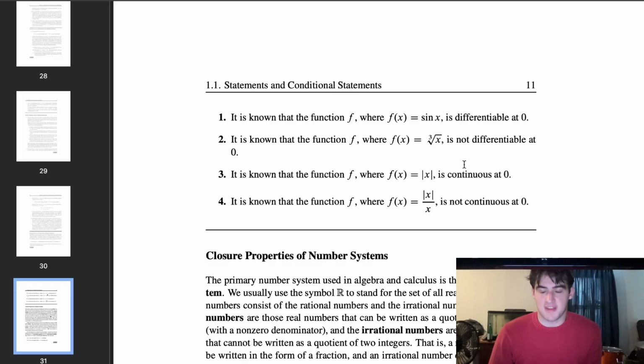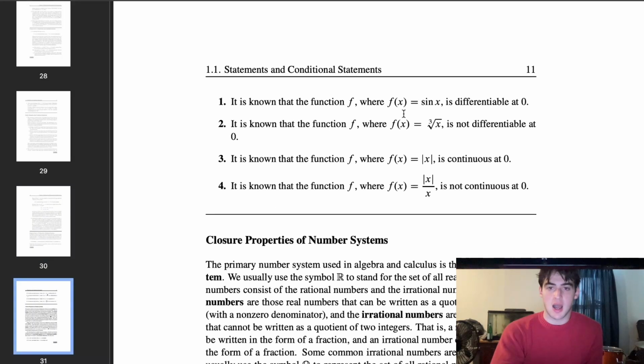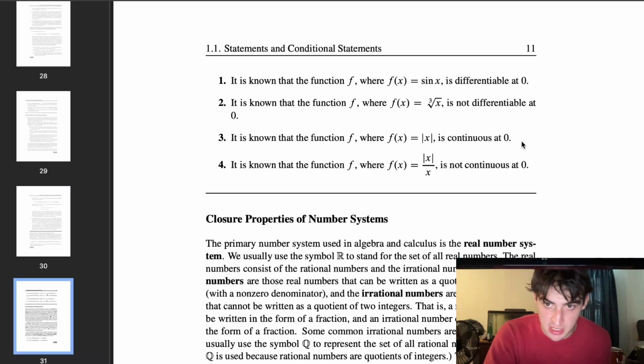And I forget how to calculate derivatives mathematically. Using only this true statement, is it possible to make a conclusion about the function in each of the following cases? I would say for this, if I'm only using that true statement, it is not possible to make a conclusion, because I would also have to know a true statement about whether f of x equals absolute value of x is differentiable at 0, and it doesn't say whether it is.